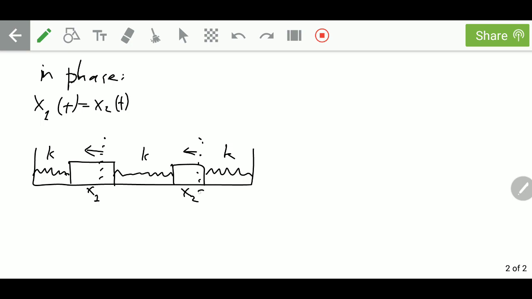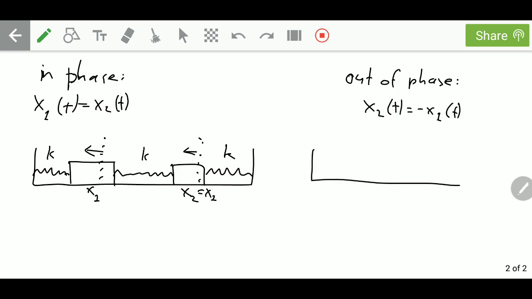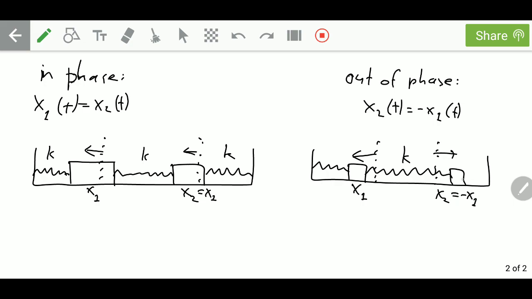And when they're out of phase, we get x2 of t is negative x1 of t. And so we'll get something like, if the equilibrium points are here, then you can see that this is x1, going off to the left, and if x1 is going off to the left, then x2 will go off to the right. So it looks something like this.